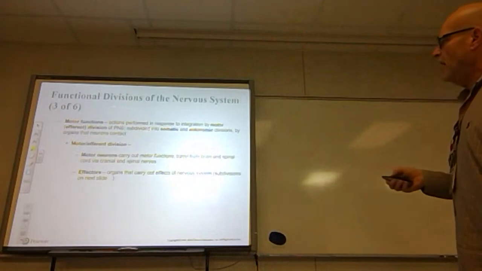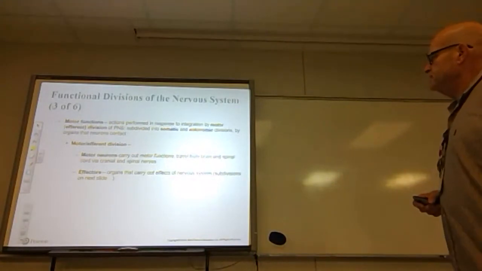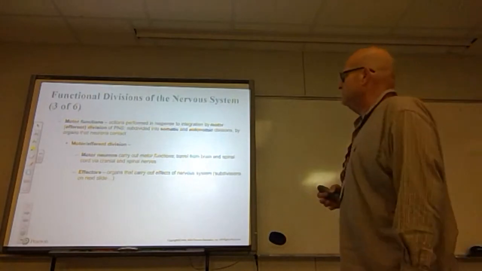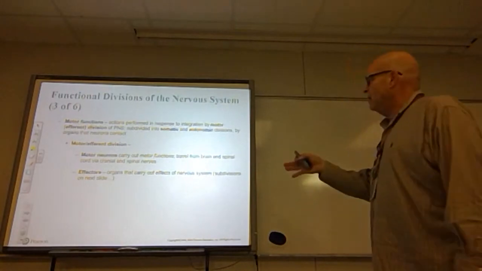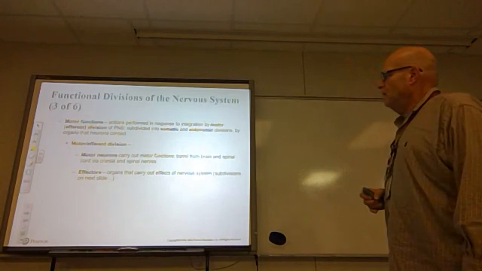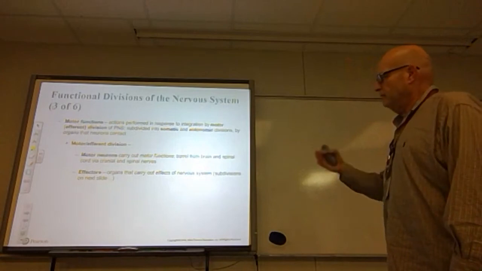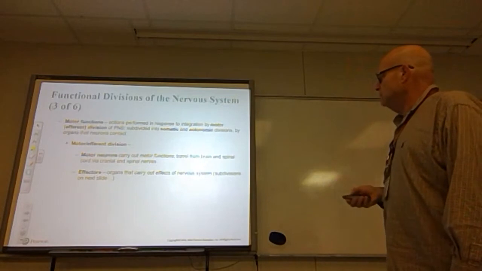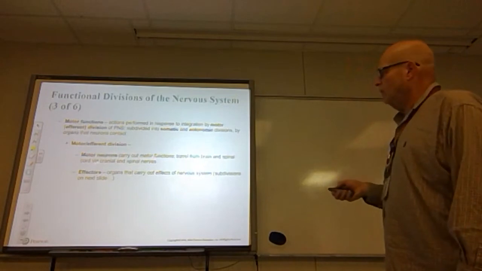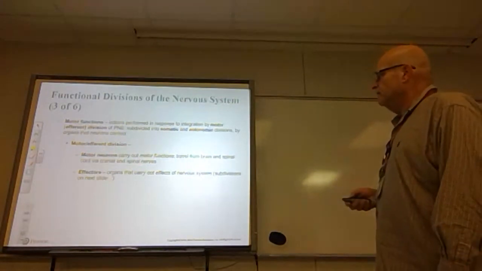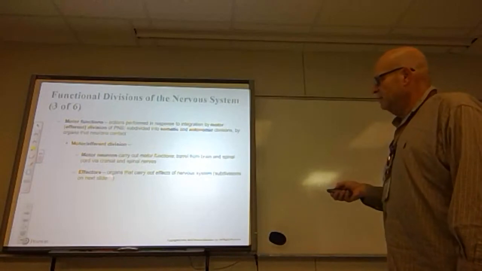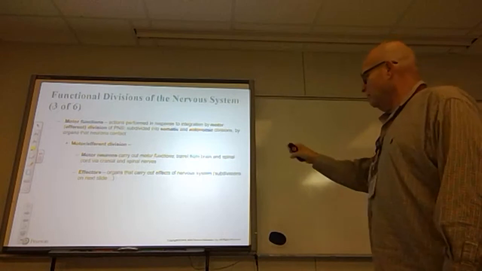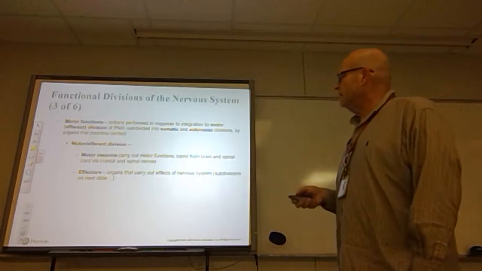Motor functions are actions performed in response to the integrations by the motor, or efferent, division of the peripheral nervous system. It's divided into somatic and autonomic divisions by the organs that the neurons contact. Motor neurons carry out motor functions, traveling from the brain and spinal cord via cranial nerves and spinal nerves. The effectors are organs that carry out the effects of the nervous system. And we're going to talk about the subdivisions on the next slide.